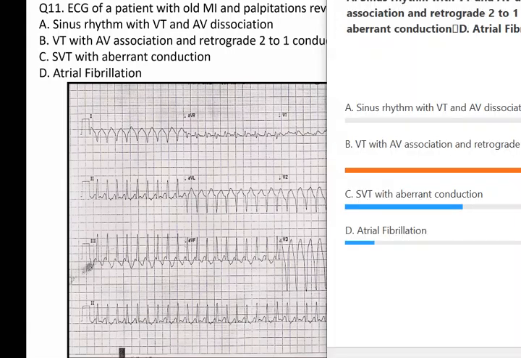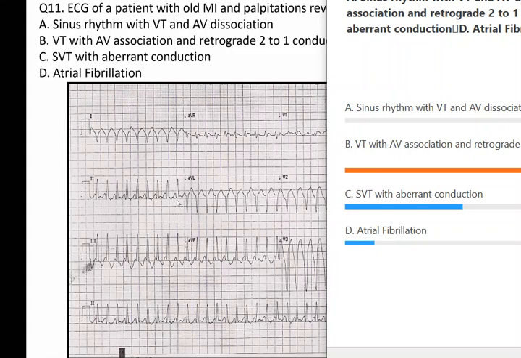Very good. So most of you answered it correctly. It is VT with AV association and retrograde 2 to 1 conduction. So let's look at this ECG. First of all, this ECG is actually a very good teaching ECG with very good teaching points. So let's look at the ECG in detail.